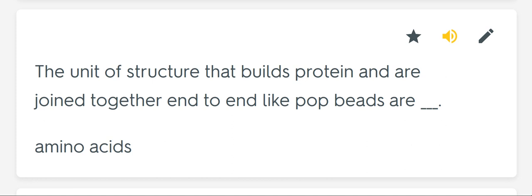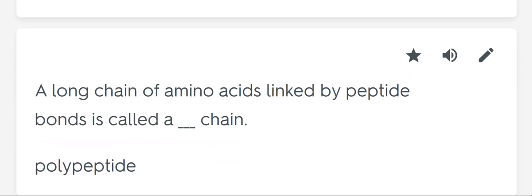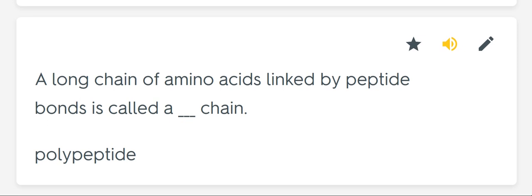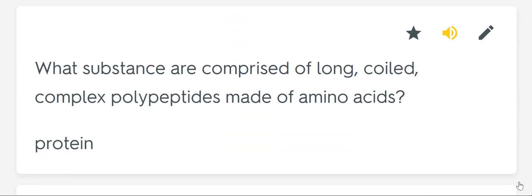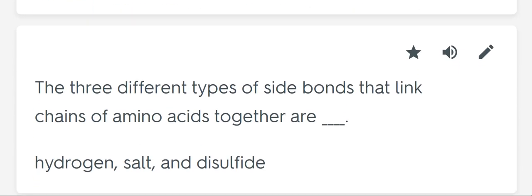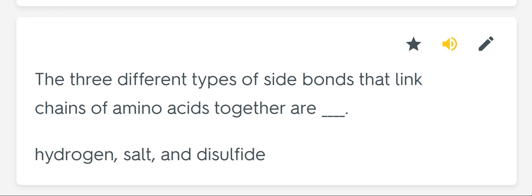The units of structure that build protein and are joined together end-to-end like pop beads are amino acids. A long chain of amino acids linked by peptide bonds is called a polypeptide chain. What substance is comprised of long, coiled, complex polypeptides made of amino acids? Protein. The 3 different types of side bonds that link chains of amino acids together are hydrogen, salt, and disulfide.